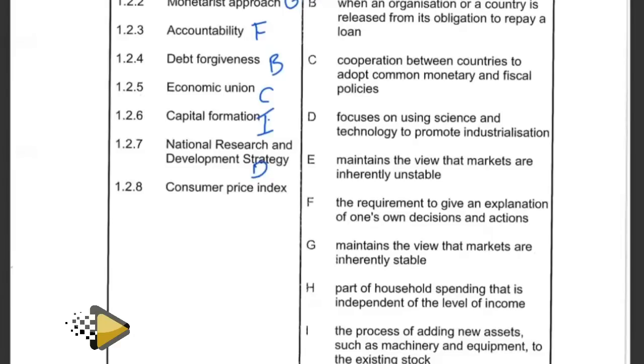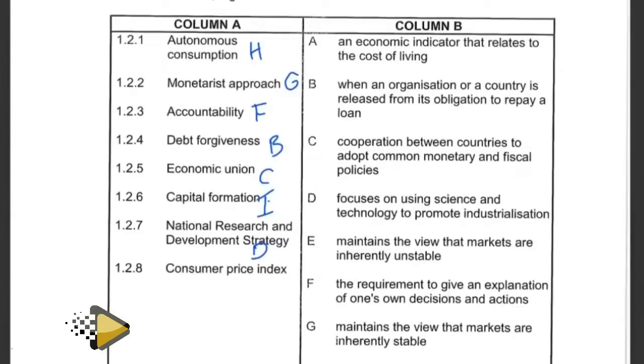Okay, right, grade 12. So now moving on to the next question, we have 1.2.8, which reads as follows: consumer price index. The appropriate answer for this consumer price index is going to be A, that reads an economic indicator that relates to the cost of living. Why are we saying it does?